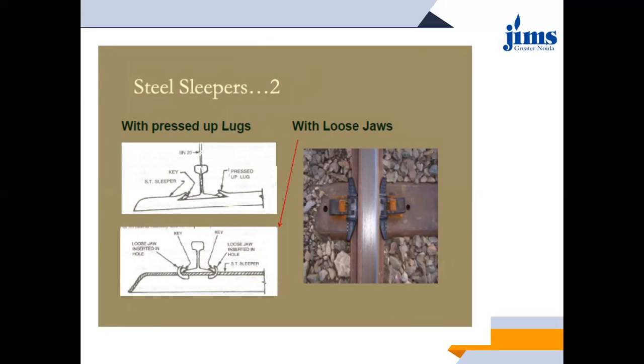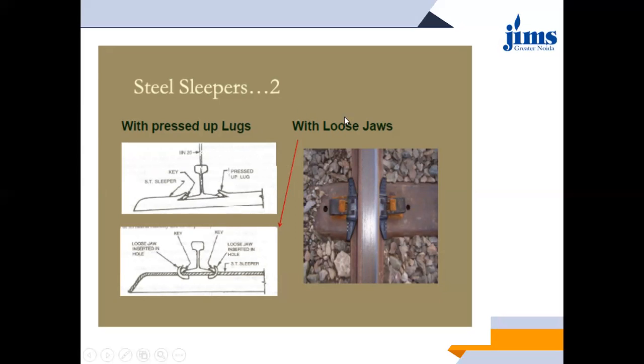Okay, so here's an example of how the rails were fixed on the steel sleepers with the help of loose jaws or with the help of pressed lugs. In the first image, you can see the open lugs are there, okay, and a key is there. So how was the fixing done? The rails are placed in the groove. Okay, after that keys are inserted at both the ends and pressing of the lugs is done. So once you press the lugs with the help of the key, the rail is actually fixed there.